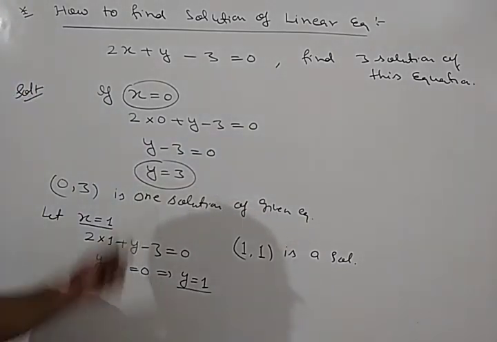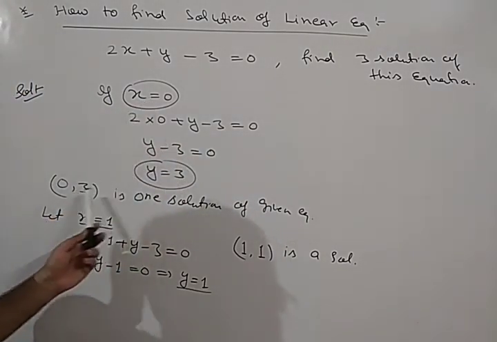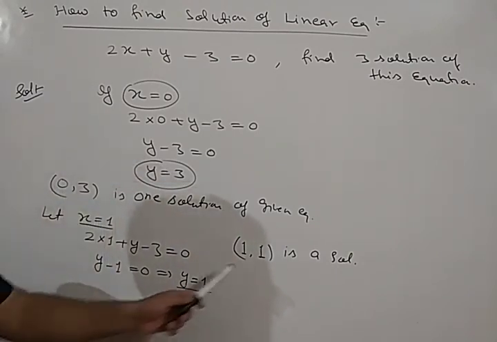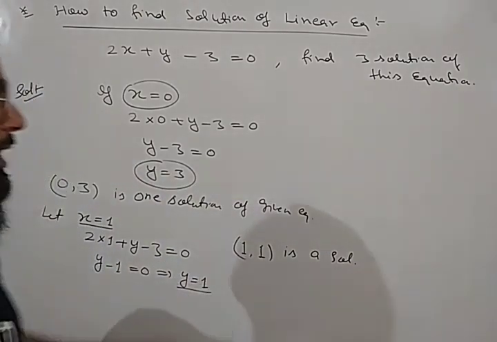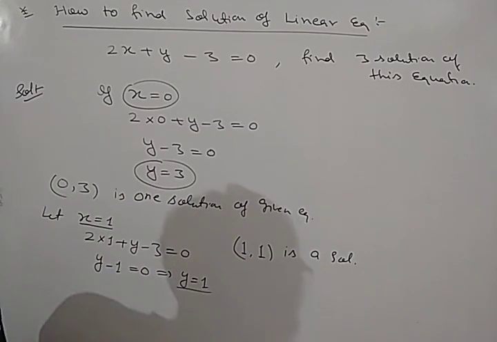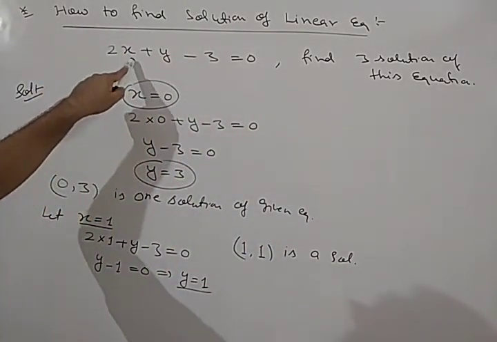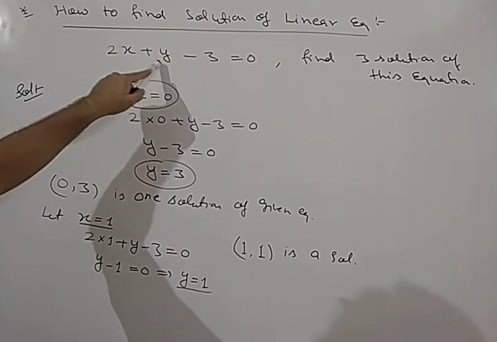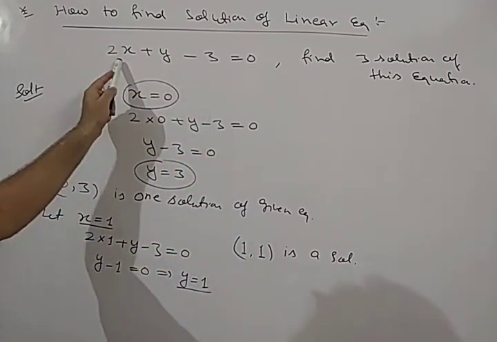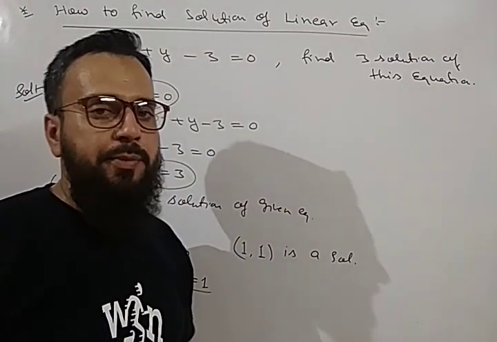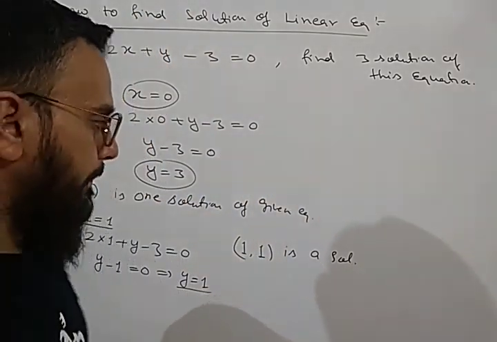Clear? So we have first put x equal to 0, we get an ordered pair (0, 3). Then we put x equal to 1, we get the ordered pair (1, 1). The value of x and y both are coming to be 1 for the solution. You can check it also. If you put x equal to 1, this will be 2 into 1, 2, plus y equals 1, then 2 plus 1, that will be 3, minus 3, which will be equal to 0. It means the equation is satisfied.